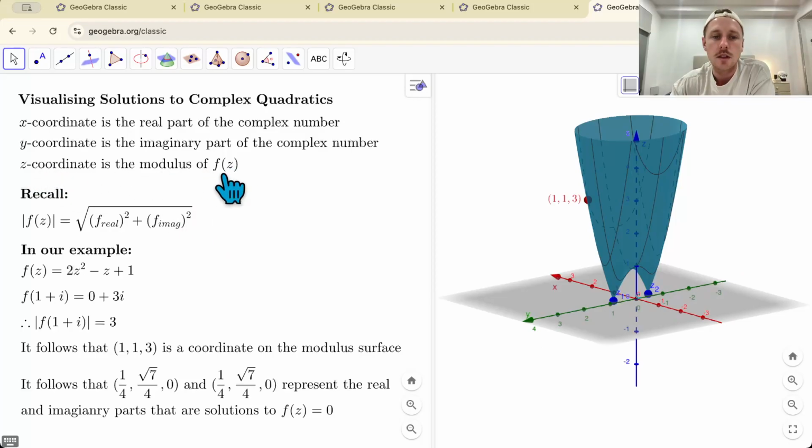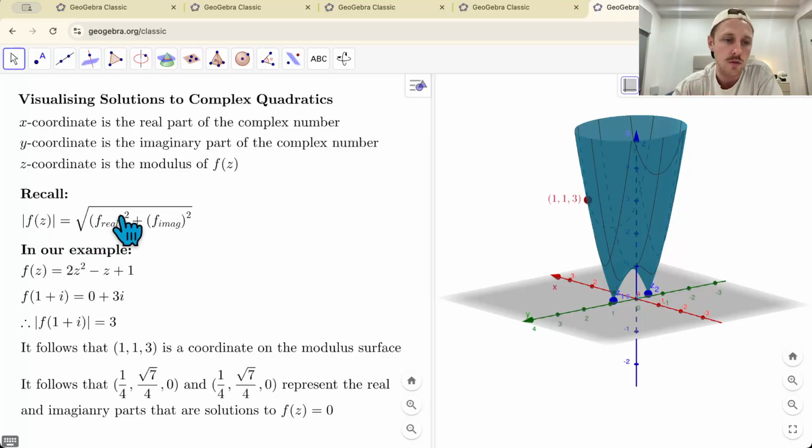And the reason we're going to make our last coordinate equal to the modulus of f of z is because when that surface that we create goes to 0, then those points will represent solutions to the complex quadratic in sort of three-dimensional space, which is what we've got going on here. And we'll talk more about this in a moment. But just remember that this complex quadratic f of z, the modulus of that is basically the length from the origin to that complex number, and that's just using Pythagoras, right?